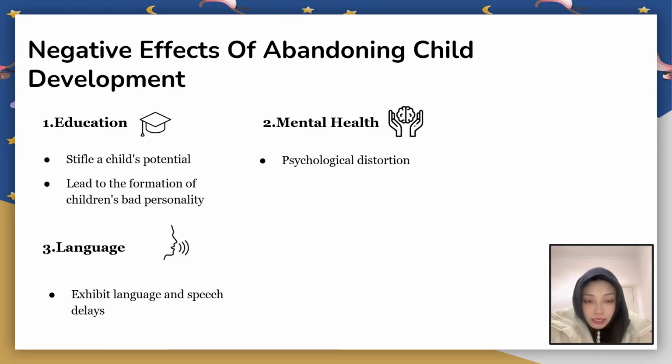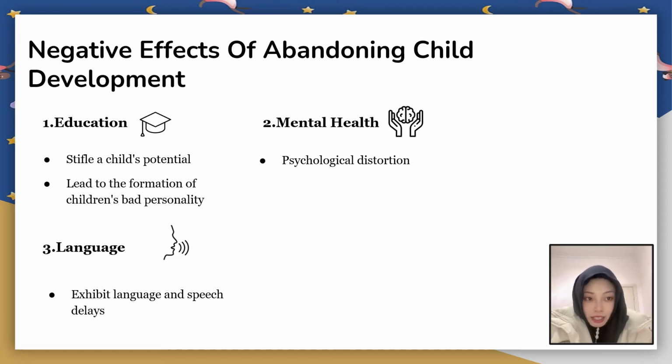The second aspect is mental health. If parents ignore their children's psychological construction when their children are young, it is easy to cause psychological distortion. They cannot get along with classmates at school, or they are exposed to some extreme behaviors at school. Because it is important to shape their minds when their children are young.